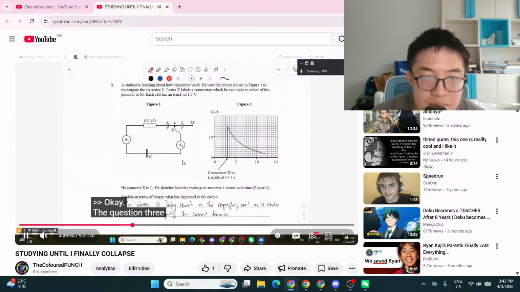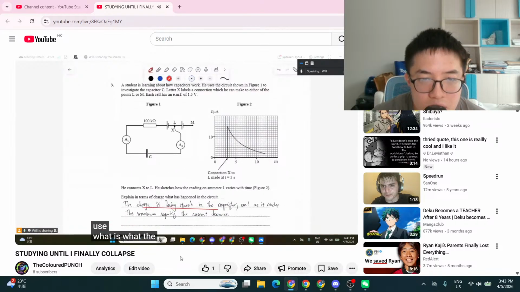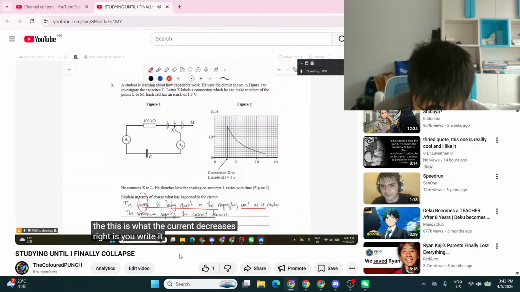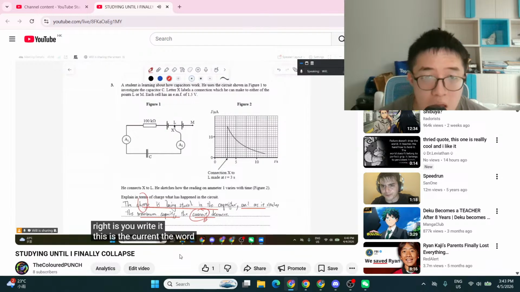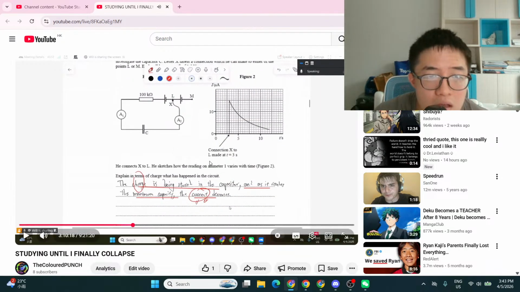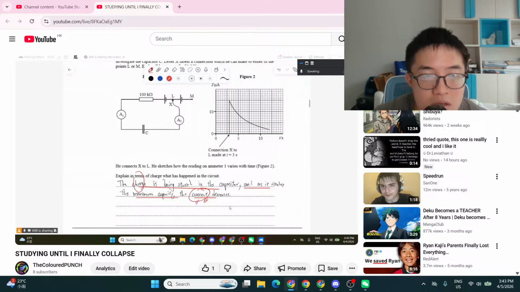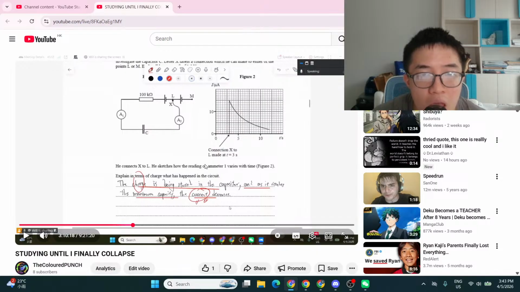Question 3: the charge is being stored in the capacitor, and as it reaches the maximum capacity, the current decreases, right? This is the current, the word. Charge is being stored in the capacitor, and as it reaches the maximum capacity, the current decreases. The charge is being stored in the capacitor. This one is what?